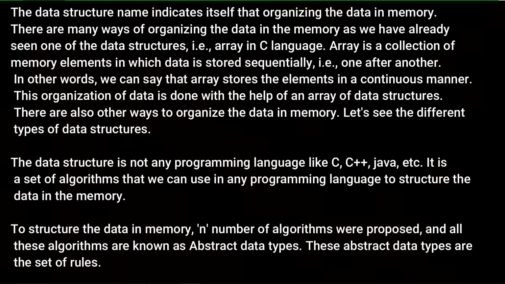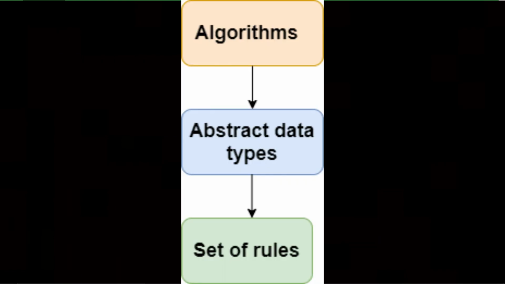The data structure is not a programming language like C, C++, Python. It is a set of algorithms that we can use in any programming language to structure the data in memory. Now to structure the data in memory, n number of algorithms were proposed and all of the algorithms are known as abstract data types. These abstract data types are a set of rules. In this image, as you can see, first of all algorithms, then abstract data types, and then set of rules.